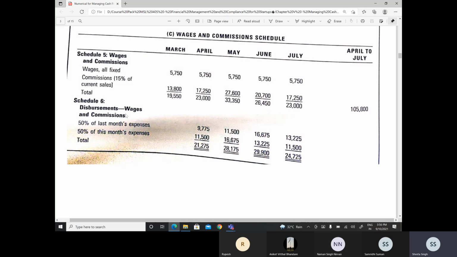Now in schedule 6, we look at how we are actually paying these wages. So again, we are paying off 50% of last month's wages, and we are paying off 50% of this month's wages. So we are paying 50% of previous months and 50% of this month in the particular month. So for April we are paying 50% of April and 50% of March.